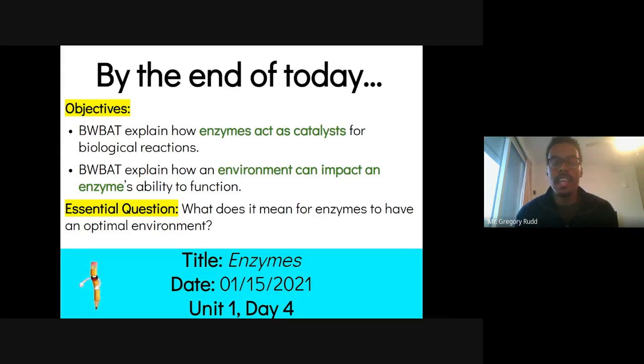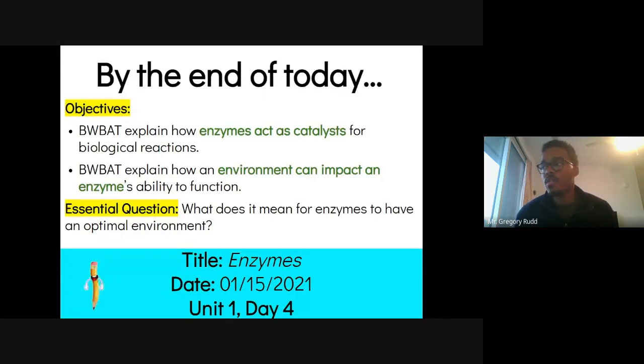So the title of today's lesson is Enzymes. It's Enzymes Part 1, to be specific. We've got 2 objectives and an essential question today. The first objective is for biologists to be able to explain how enzymes act as catalysts for biological reactions. The second objective is for biologists to be able to explain how an environment can impact an enzyme's ability to function. We won't talk much about that today. That's really going to come up as part of tomorrow's or Tuesday's conversation.